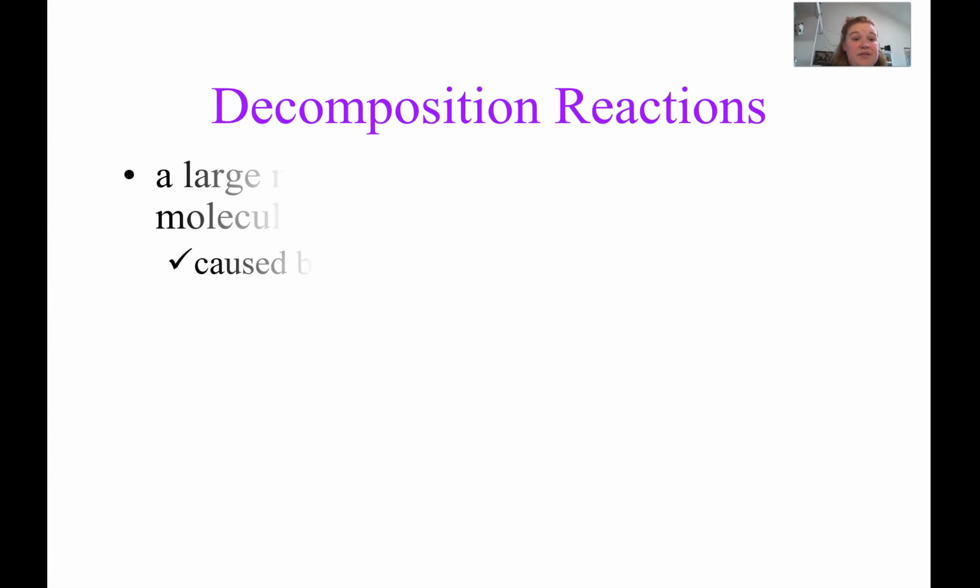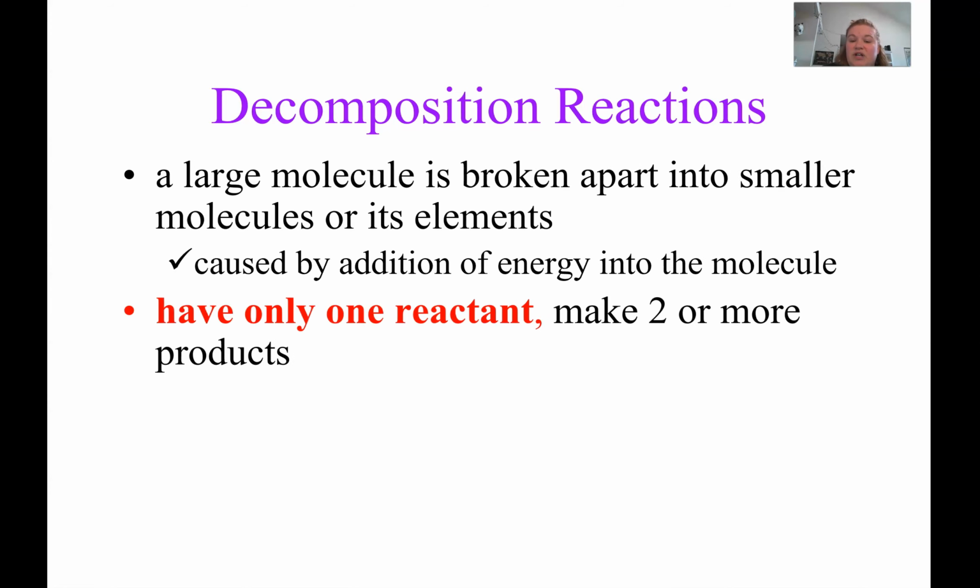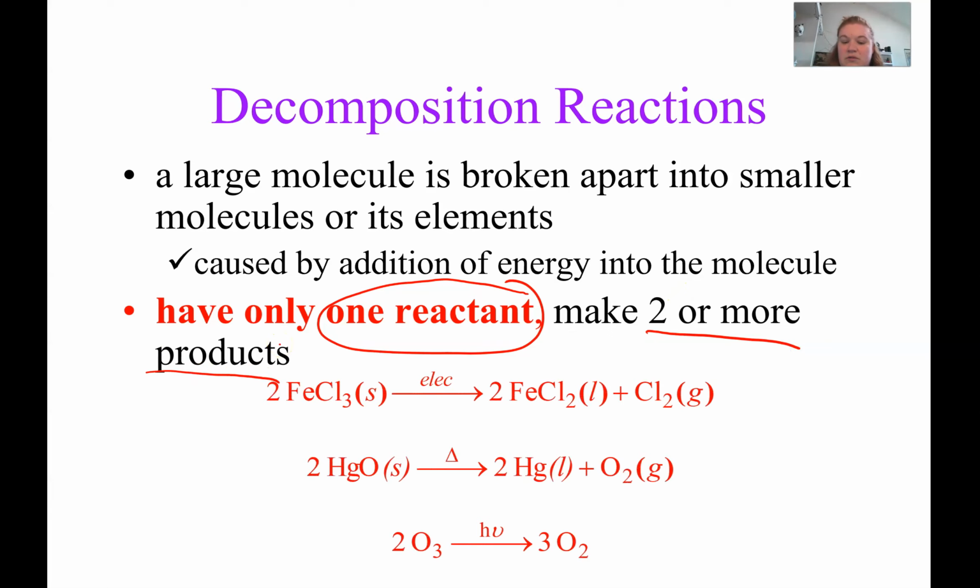Decomposition is going to be the opposite. This is when we start with one reactant, and we're going to make 2 or more products. So each of these have one type of reactant, and they're making 2 or more products. Now the one that's a little bit different is that last example, but we are making more products than we started with.